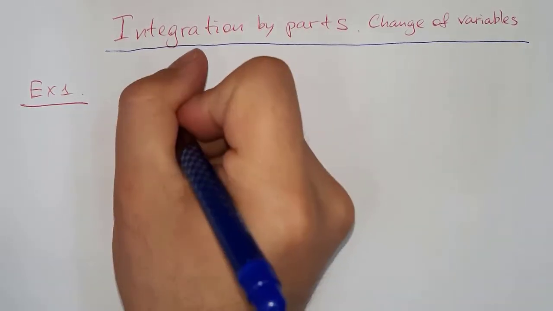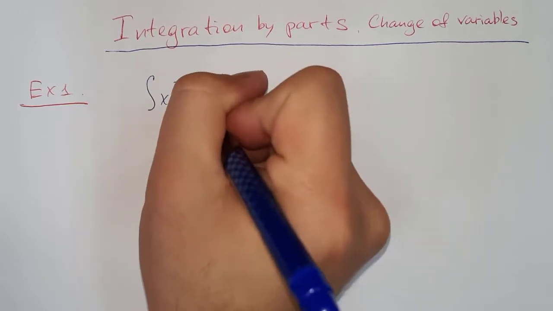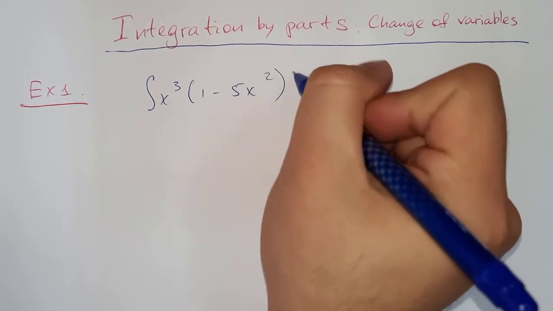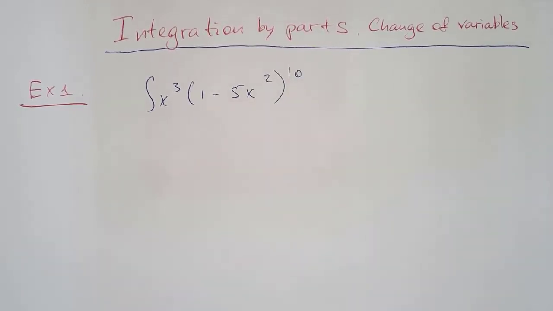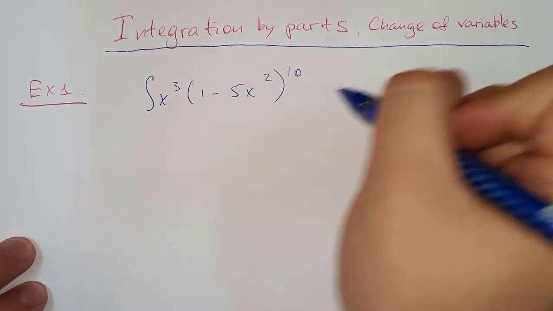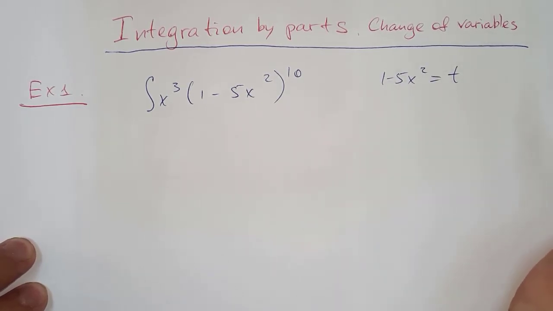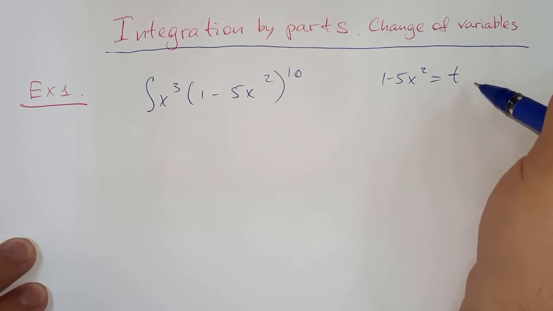So the integral of x cubed times (1 minus 5x squared) to the 10th power. We need to calculate this integral by using the method of changing variables. Firstly, let's denote this 1 minus 5x squared by t. And this is our new variable, t.